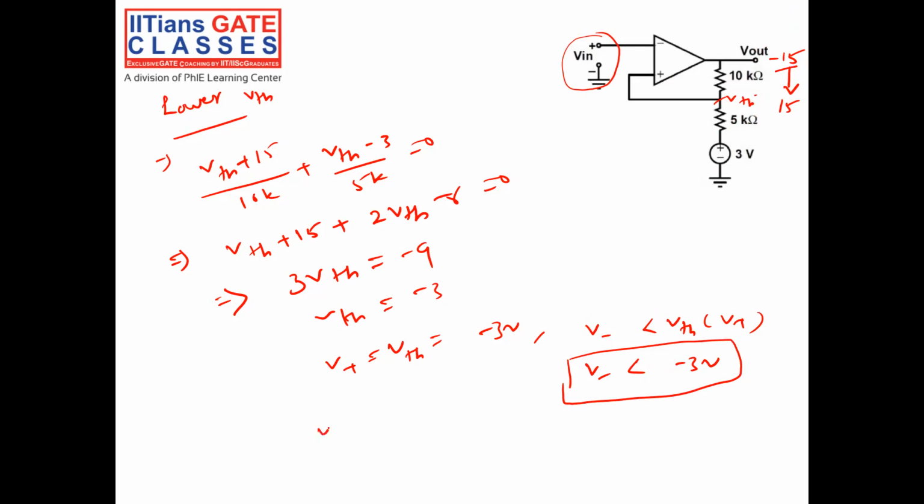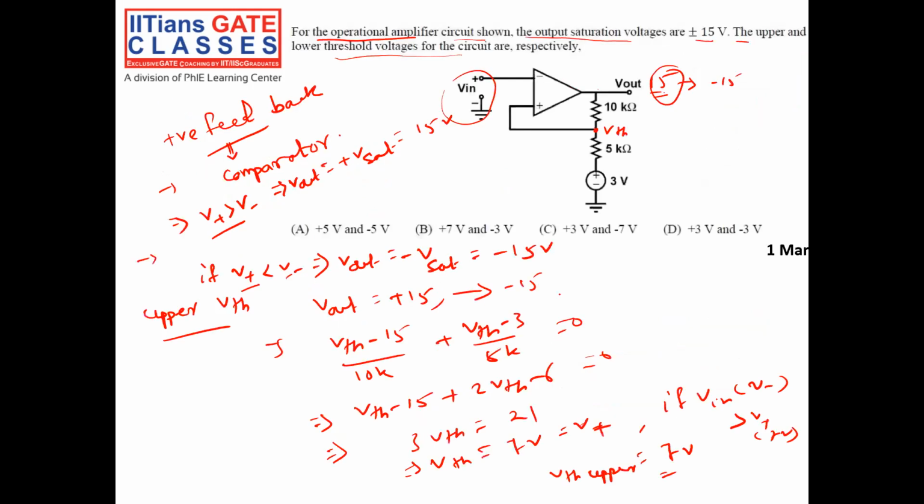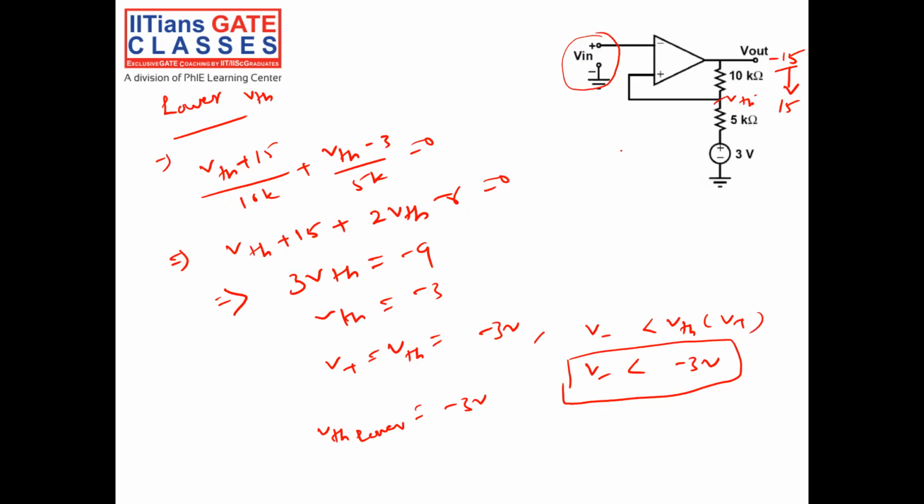So this is the condition to make my output change from minus 15 to plus 15. So here VTH lower will equal minus 3 volt. Upper is plus 3 plus 7, right? Lower is minus 3. So the answer should be B. This is an easy question. You have to understand how to change the state. Okay, let's go to the next question.